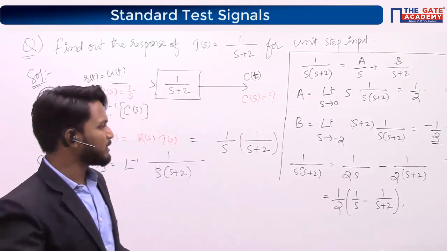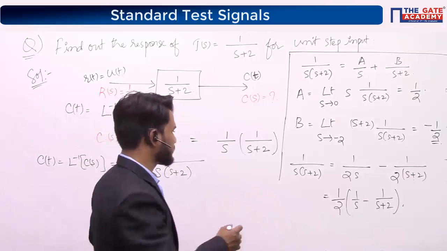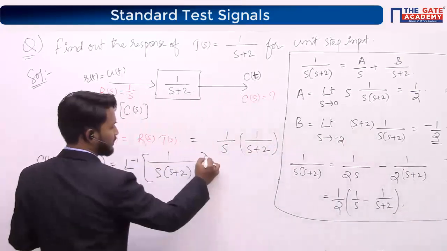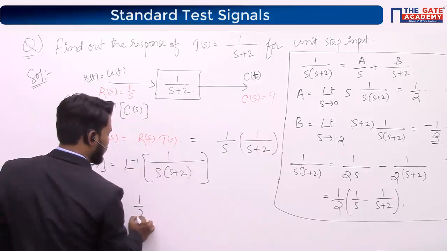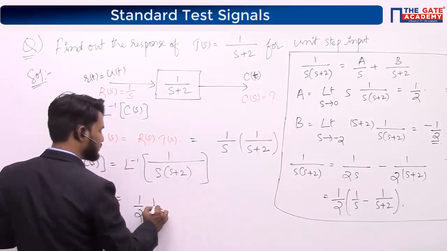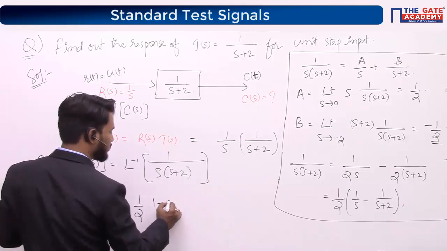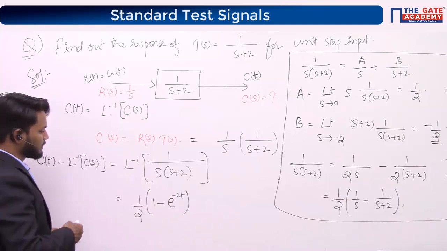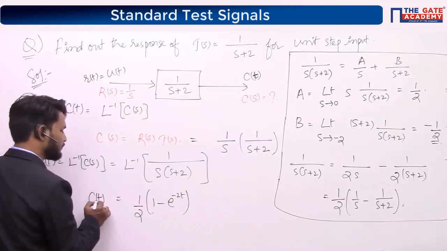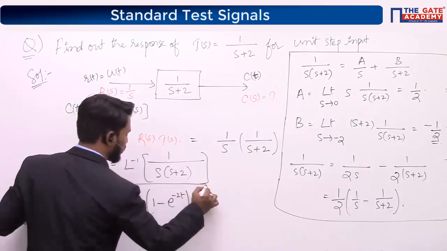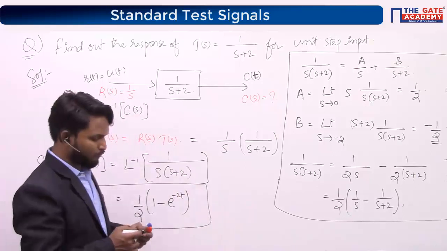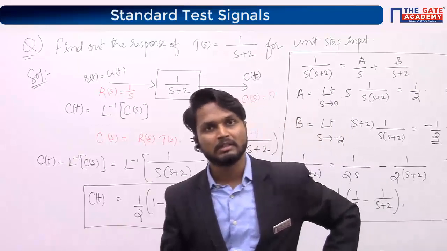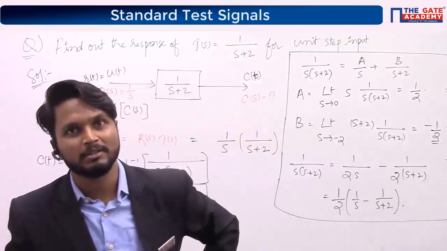If you obtain the Laplace inverse for this, what will you get? The Laplace inverse for this is equal to 1 by 2 into 1 minus e power minus 2t, since the Laplace inverse of 1 by s is 1. Therefore C of t is equal to 1 by 2 into 1 minus e power minus 2t, since systems are always causal and Laplace is unidirectional.